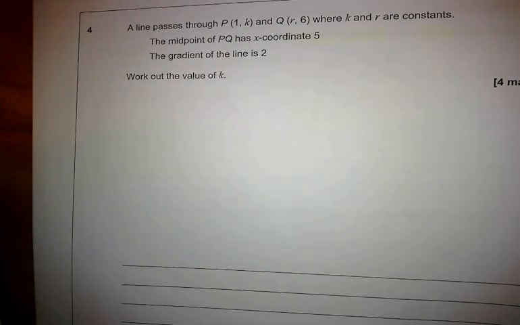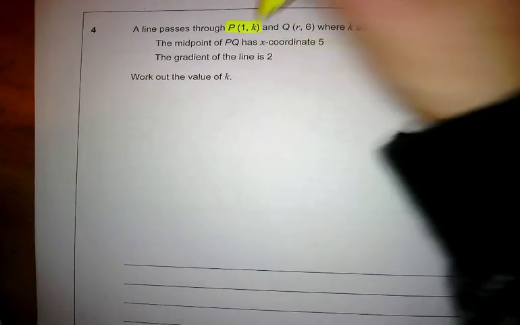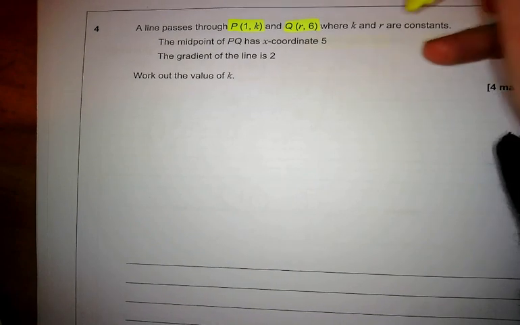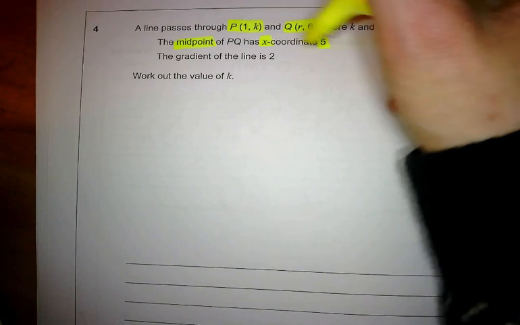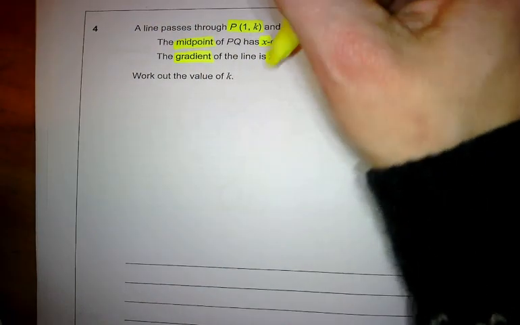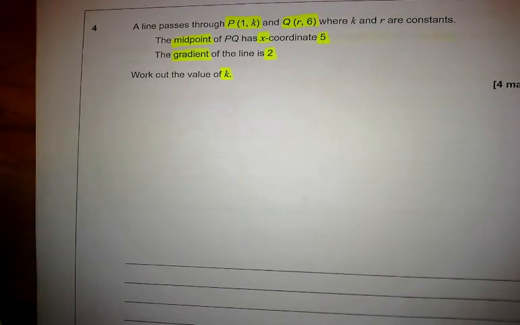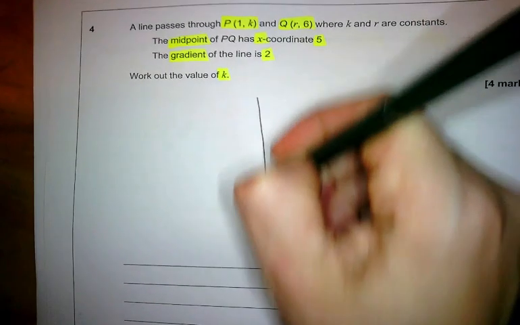Question 4. A line passes through P, 1, k, and Q, r, 6, where k and r are constants. The midpoint of PQ has x coordinate 5. The gradient of the line is 2. Find k. Okay, I'm going to draw a sketch of what's going on.